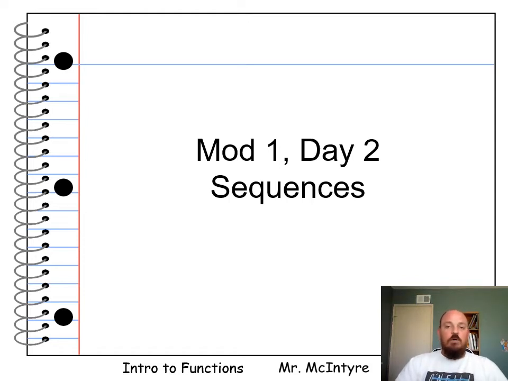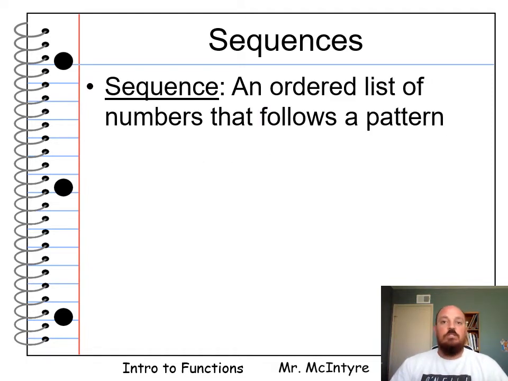All right, in Mod 1, Day 1, we talked about recognizing patterns. And in Day 2, we're going to do sequences, which is kind of the same thing. It's recognizing patterns, but this time maybe instead of pictures, we're talking about numbers. So here's the definition of a sequence. It's an ordered list of numbers, which means it's a list of numbers in order, first to 10th or first to last. And it definitely follows a pattern.